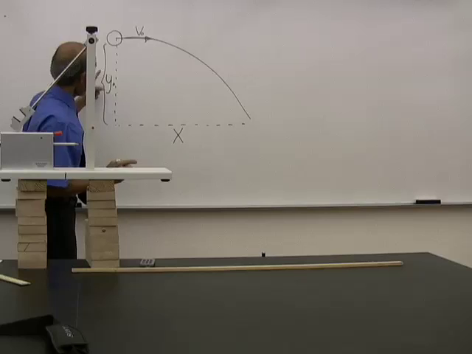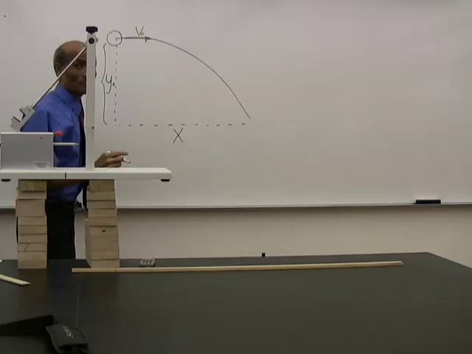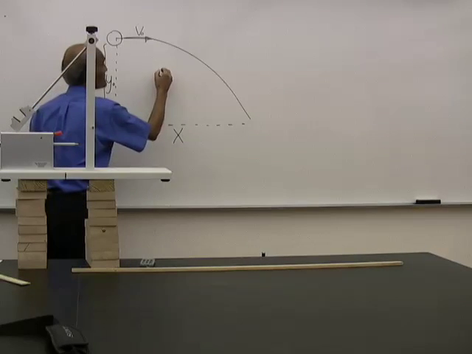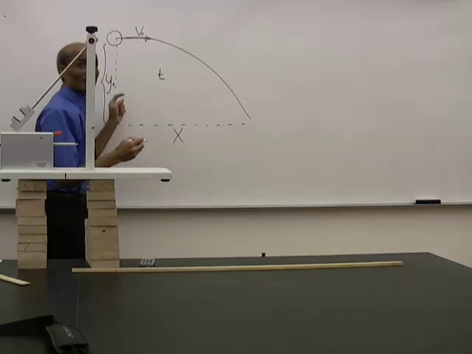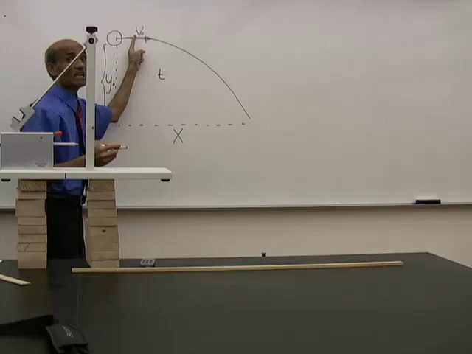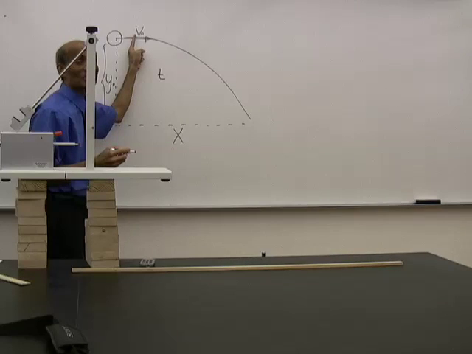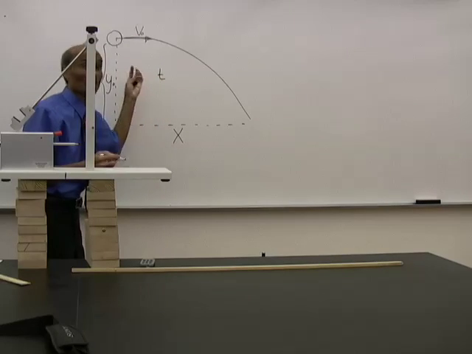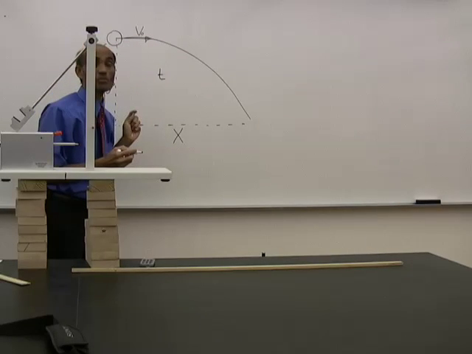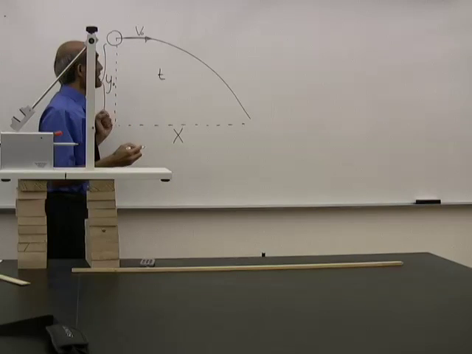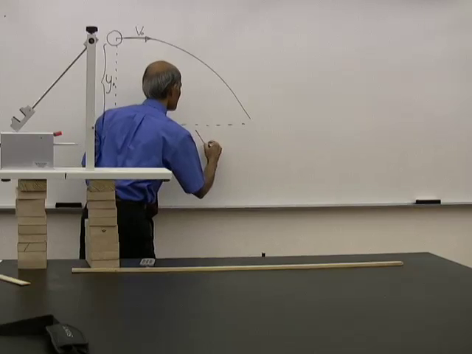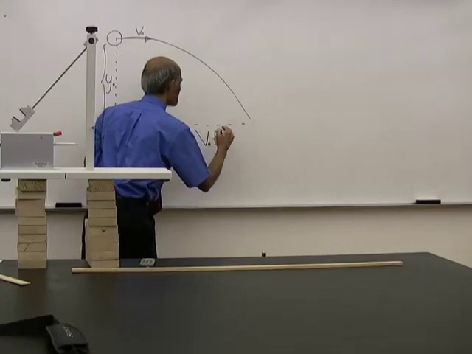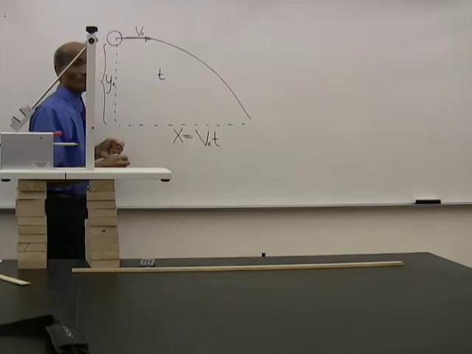Alright, now how are these two related? Suppose the time taken by the ball to fall on the table is t. Now tell me, during that time t, what happens to this V0? V0 will not change because there is no force pulling or pushing the ball in the horizontal direction. Therefore, we can say the horizontal range X equal to V0 times t.